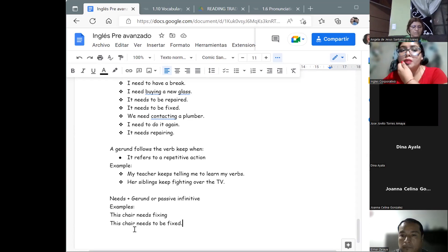And also in the first one, we are talking about a repetitive action, like in the example, my teacher keeps telling me to learn my verbs.